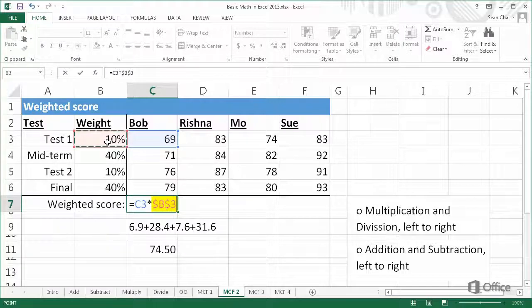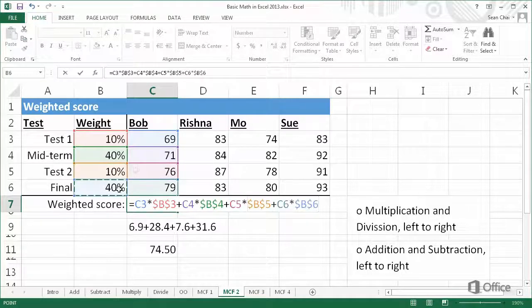I press F4 after I select the weight value in B3 so that when I copy the formula, the weight for Test 1 will always remain cell B3. This is referred to as absolute cell reference. I then add Bob's midterm score multiplied by its weight in B4 and press F4 again. I follow the same steps for Test 2 and the final test.